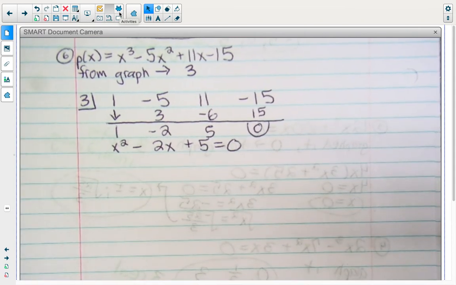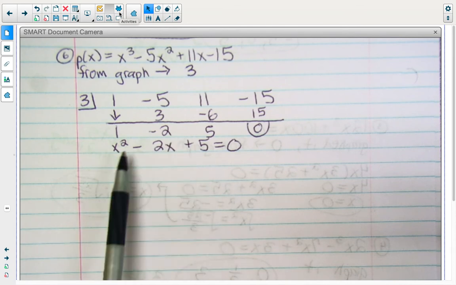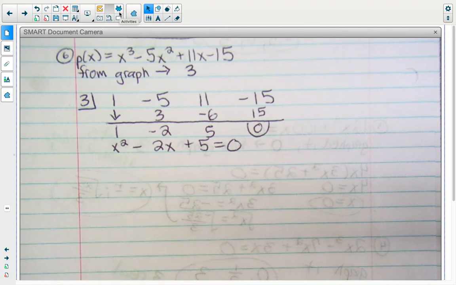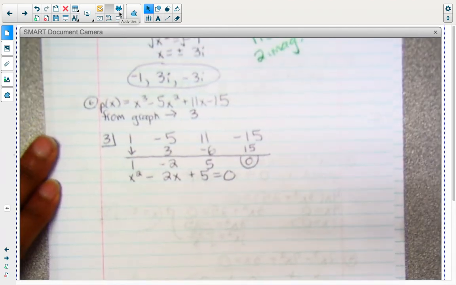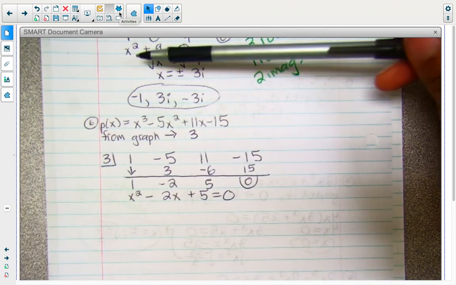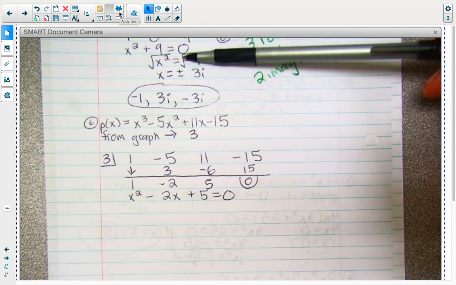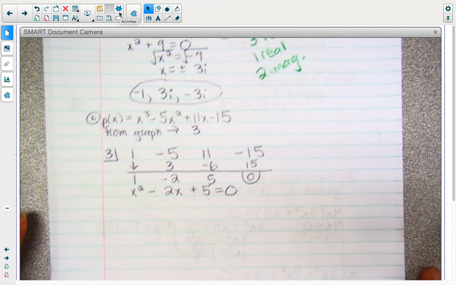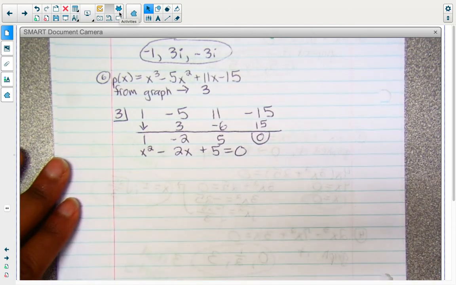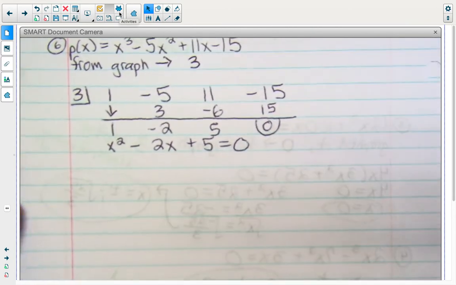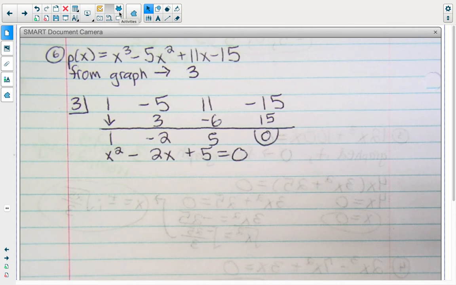So x squared minus 2x plus 5 equals 0. Now, I cannot solve this like I did the previous one. Let me zoom out just for a minute so we can see the previous one. The previous one was x squared plus 9. We subtracted 9, took the square root. It worked out. This one, I'm going to have to either do quadratic formula or complete the square because I can't solve it regularly. I can't just subtract 5 or do something like that. So we're going to do quadratic formula or complete the square. No particular reason. I'm going to do quadratic formula.